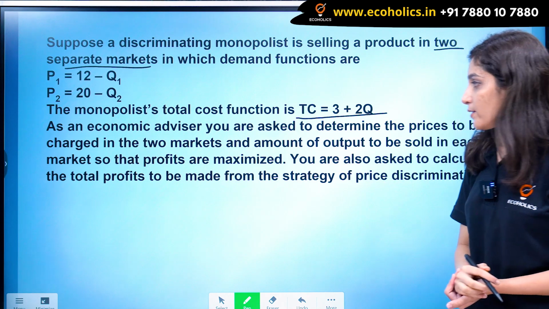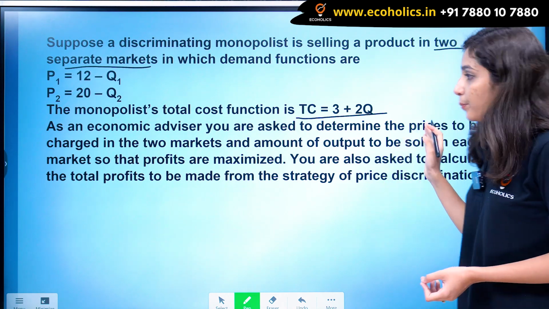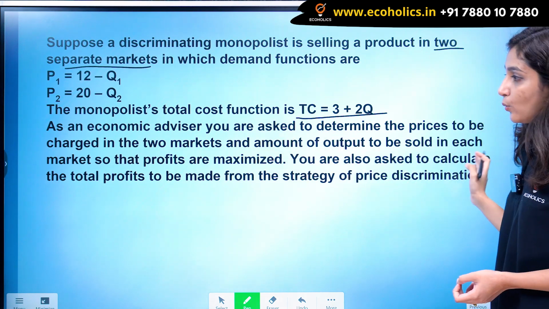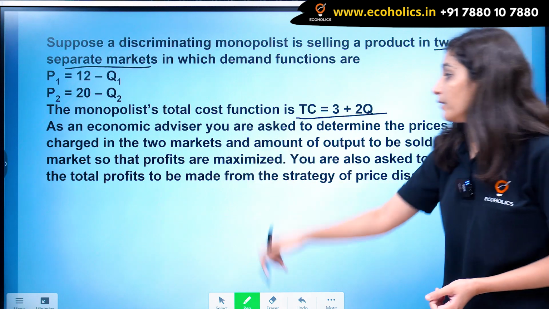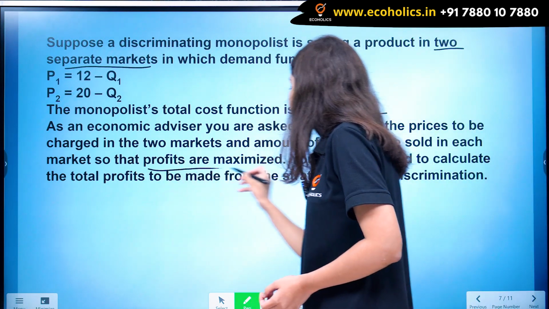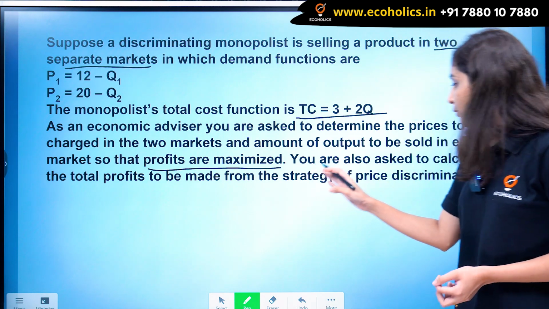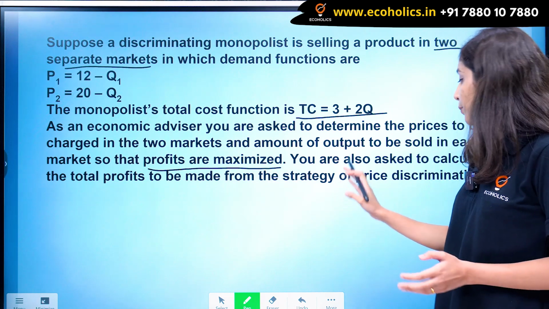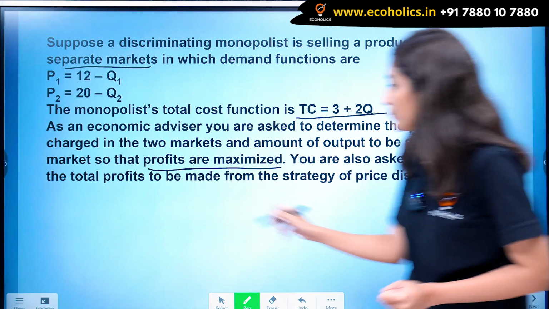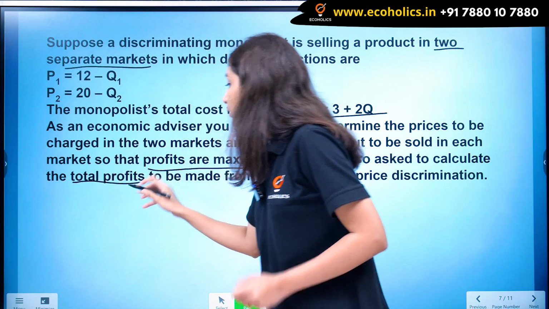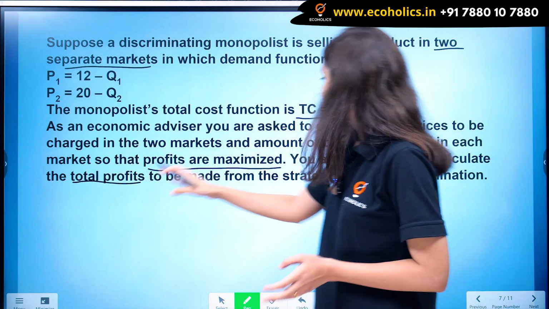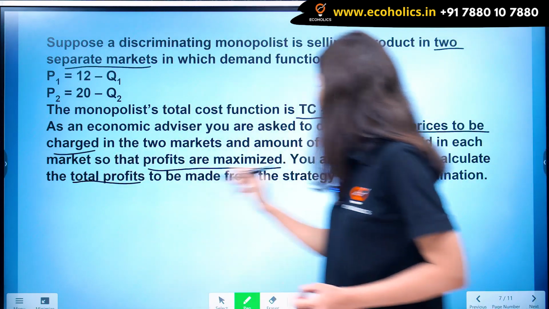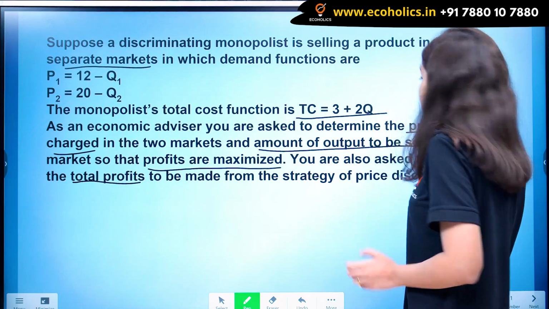As an economic advisor, you are asked to determine the prices to be charged in the two markets and the amount of output to be sold in each market so that the profits are maximized. And you are also asked to calculate the total profits to be made from the strategy of price discrimination. So what all things do we need to find? We need to find total profits, the prices to be charged in both the markets, and the amount to be sold in each market.